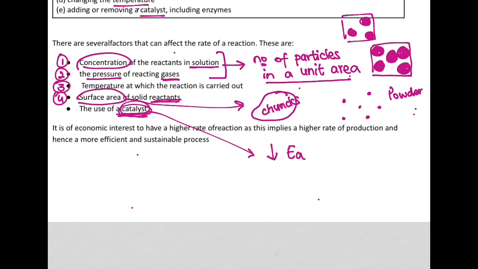Normally, when you're doing a reaction, we want the highest rate possible. Highest rate means faster production, and faster production means you have a more efficient and sustainable process. So if you are making, for example, ammonia gas through the Haber process, you want something that gives you the most ammonia gas in the least amount of time. This is efficient and sustainable.